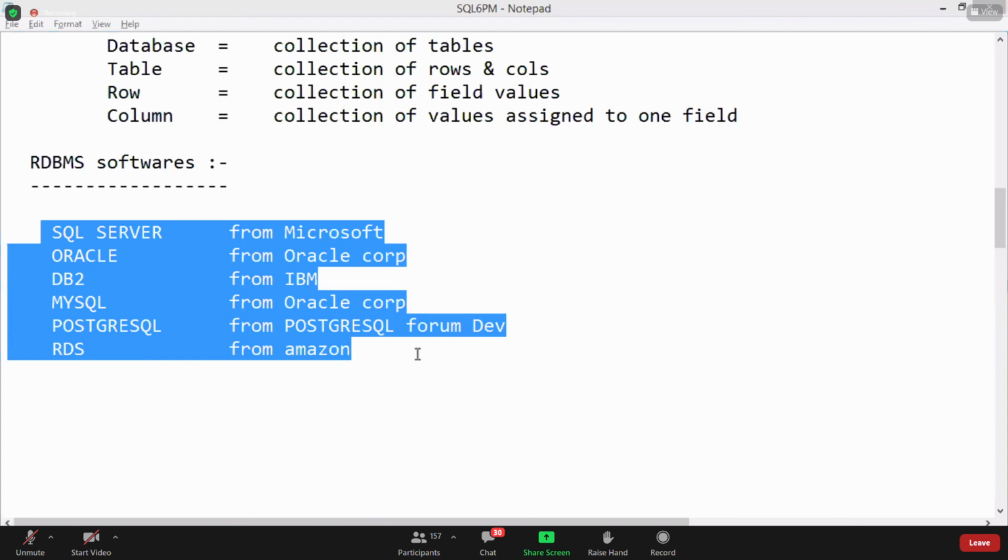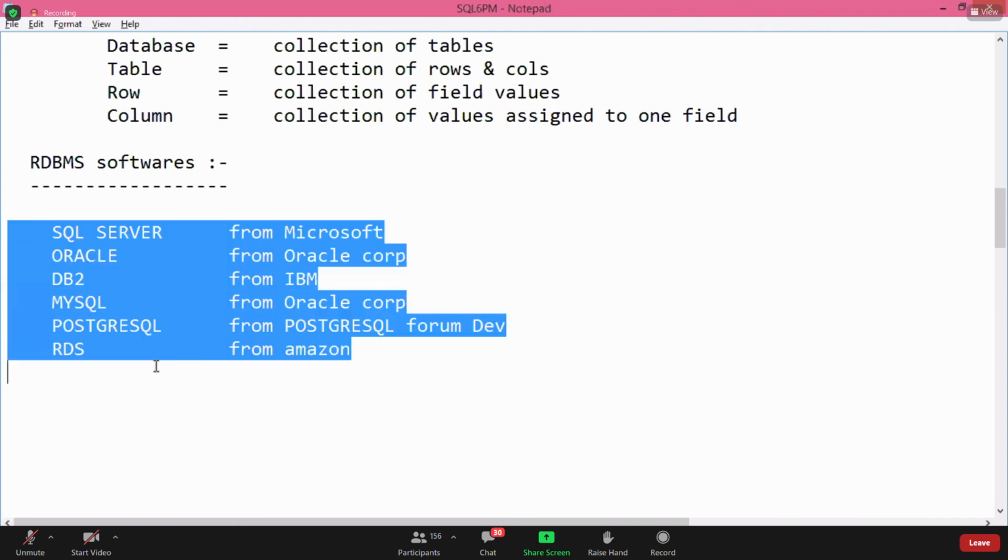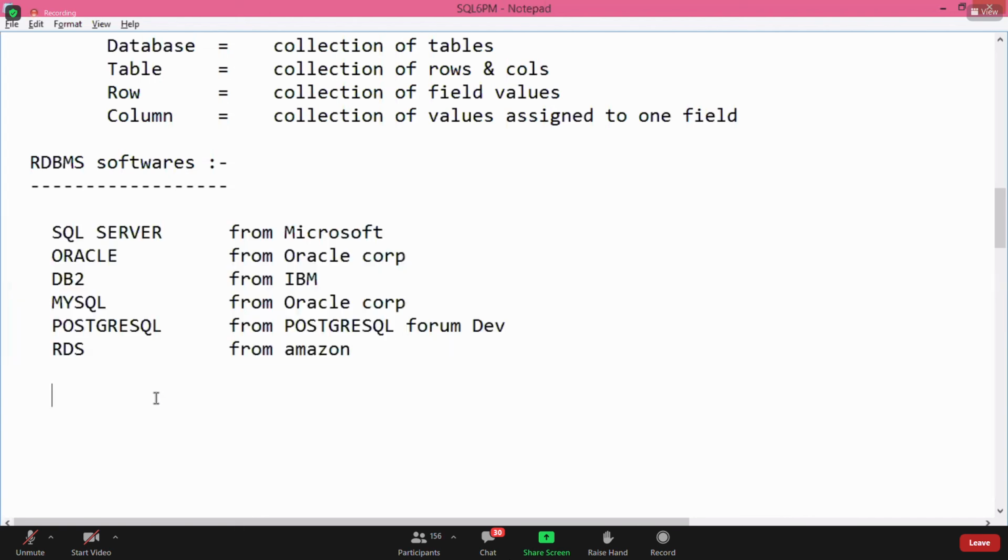So how do you develop a database using SQL Server? The same way you develop a database using Oracle. Development is the same. The difference will be in administration, the DBA side. So administration will be different, but database development is the same.